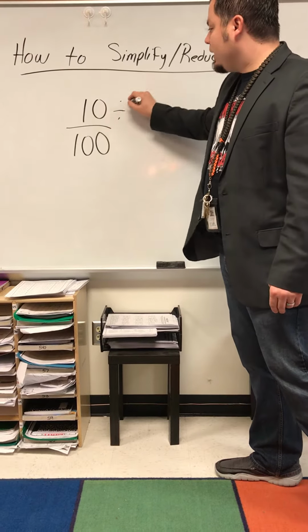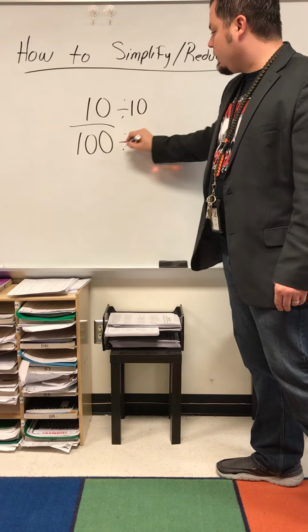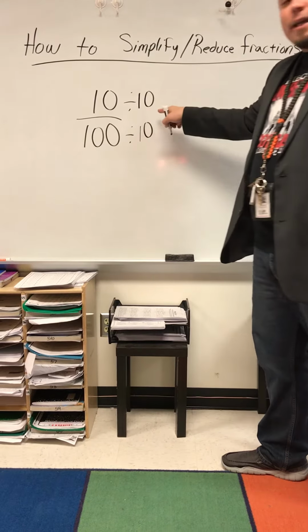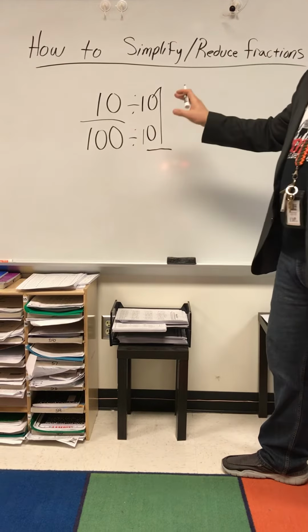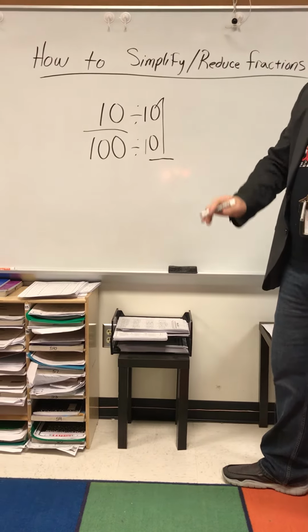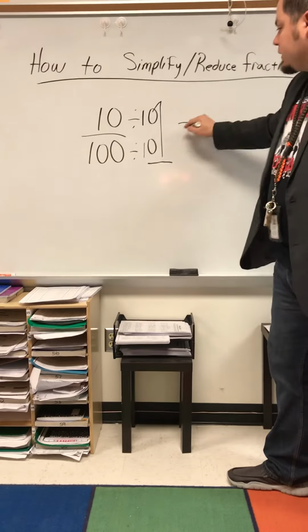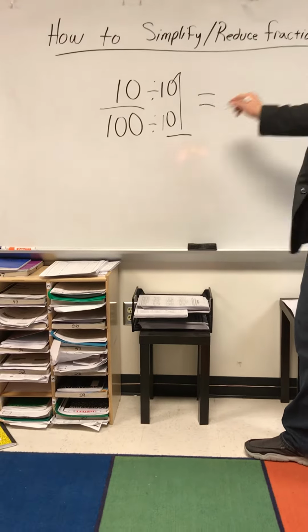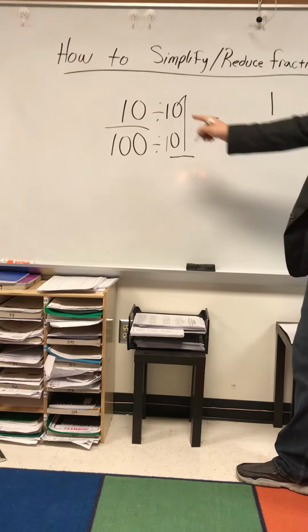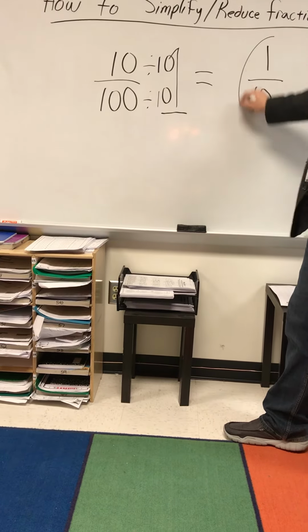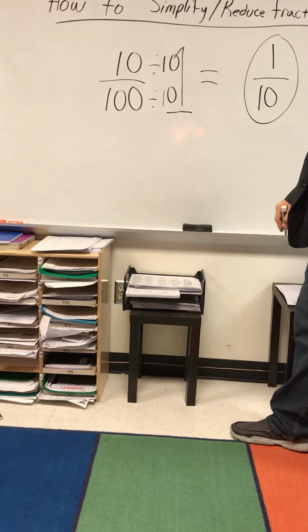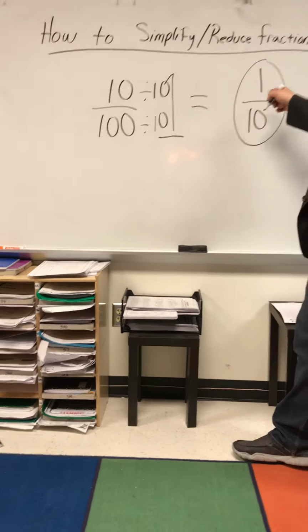So I'm going to divide by 10 and divide by 10. Once again, that's 10 over 10, which actually makes a 1 whole. So we're really dividing this whole thing by 1. That's why it doesn't change the value. So here's what's going to happen. 10 goes into 10 one time. 10 goes into 100 10 times. So my reduced simplified fraction of 10 100ths is 1/10.